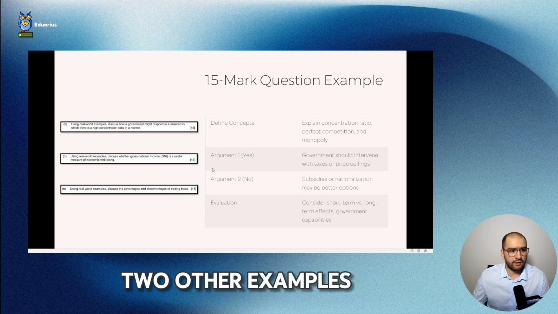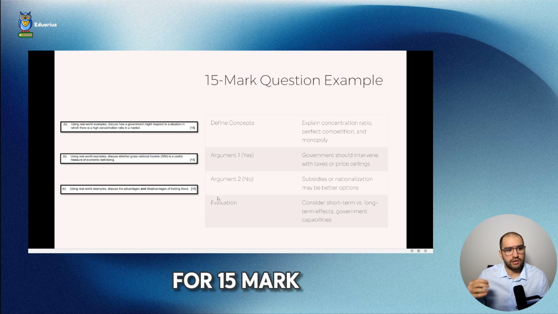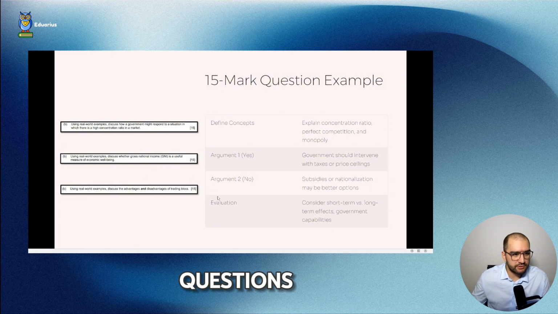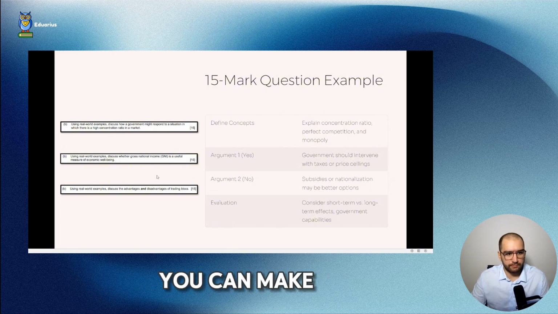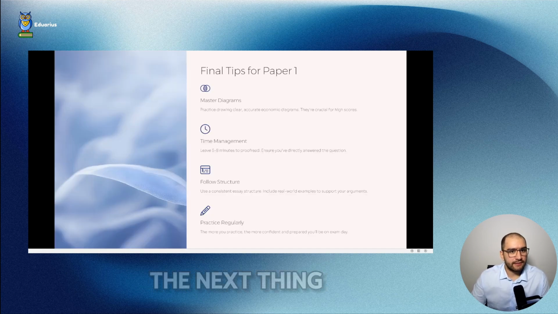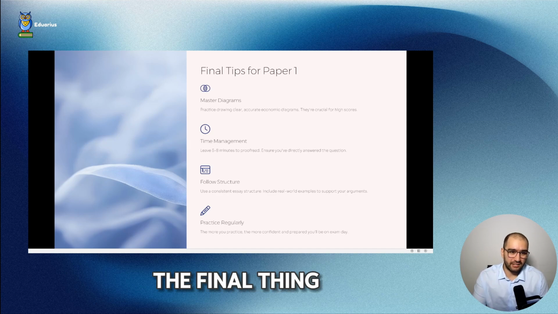There are two other examples for 15-mark questions, like discuss whether gross national income. This is kind of your homework. You can do it, because it's kind of simple. The next thing, this is the final thing, and we can sum up.